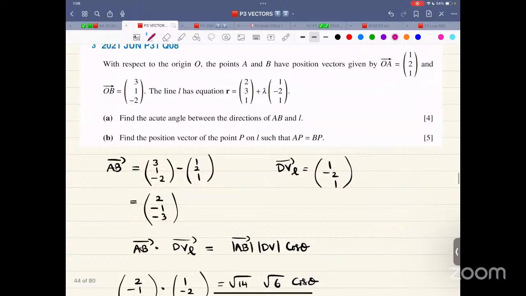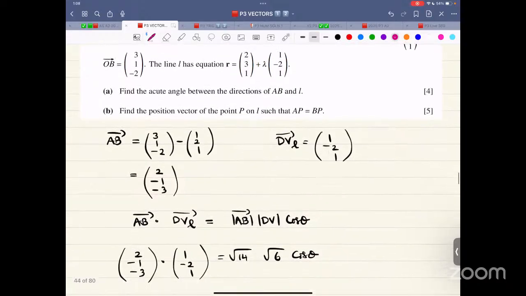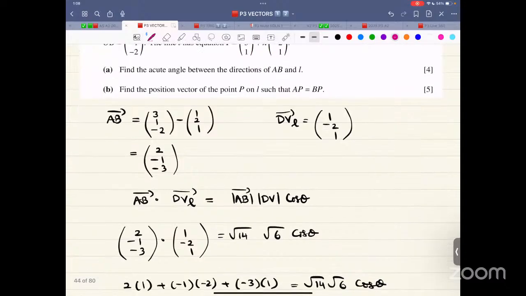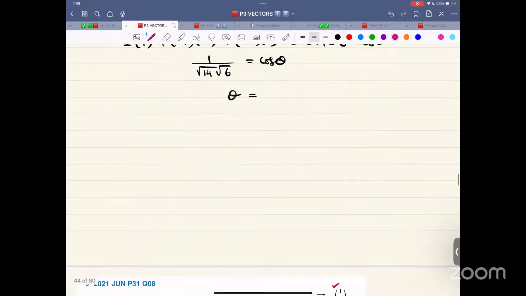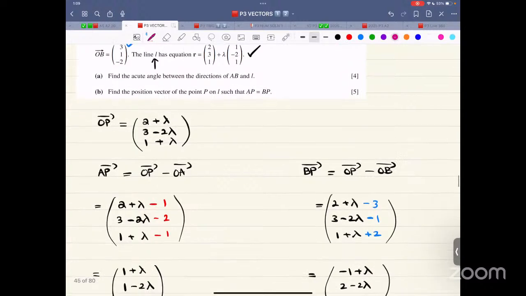Something like this. With respect to the origin, the points A and B have position vectors OA, OB. The line L has this equation. Find the acute angle between the direction of AB and L. So find AB, OB minus OA, and L. The direction vector is there. Again, it's scalar product. Now it says, find the position vector of the point on L such that AP is equal to BP.